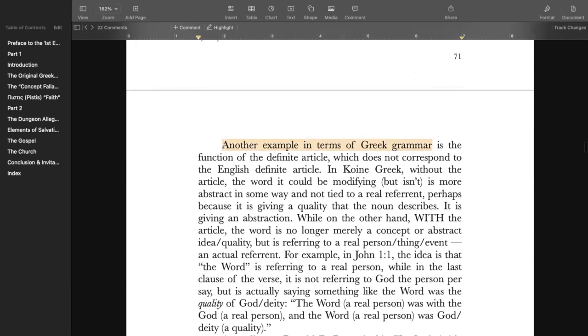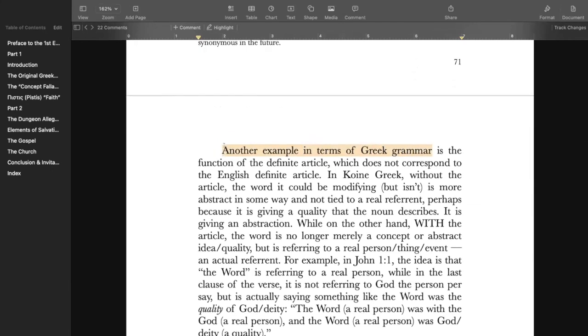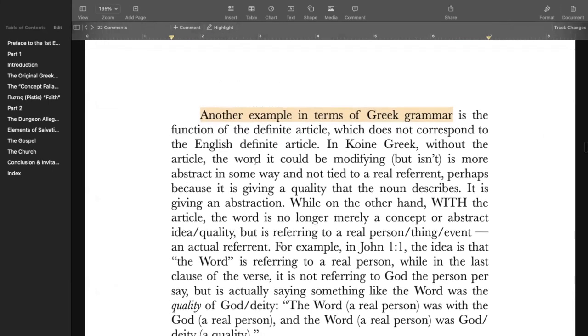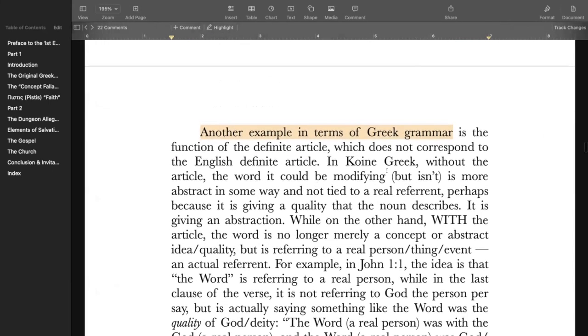This is in the subsection application for Greek students and learning Greek with concept fallacy and this kind of thing. Another example in terms of Greek grammar is the function of the definite article, which does not correspond to the English definite article. In Koine Greek, without the article, the word it could be modifying but isn't is more abstract in some way and not tied to a real referent, perhaps because it is giving a quality that the noun describes. It is giving an abstraction.